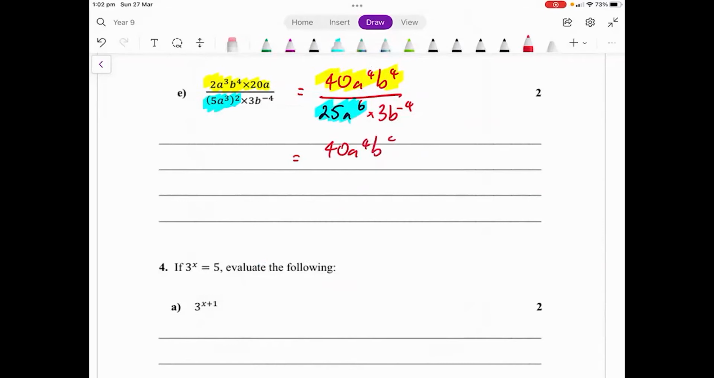Finally, I'm going to simplify my entire fraction. 40 over 75 becomes 8 over 15. Then I look at my a's. I have 6 on the denominator, 4 on the numerator. That gets me a squared on the denominator. For b, you have to do a subtraction. So it becomes 4 minus minus 4. Those two minuses become a plus. 4 plus 4 is 8. So that's b to the power of 8. That gives us a final answer of 8b to the power of 8 over 15a squared.